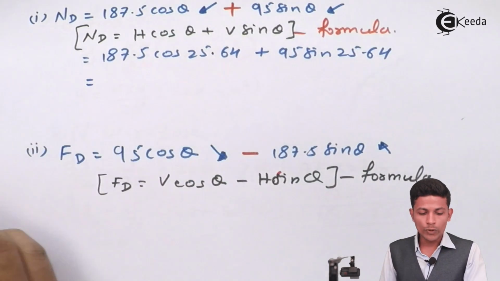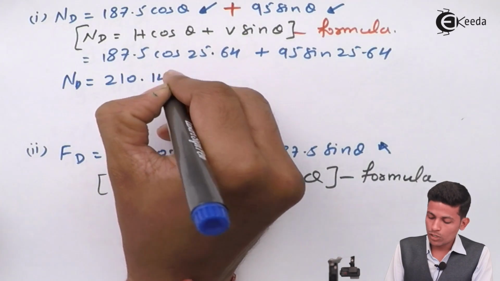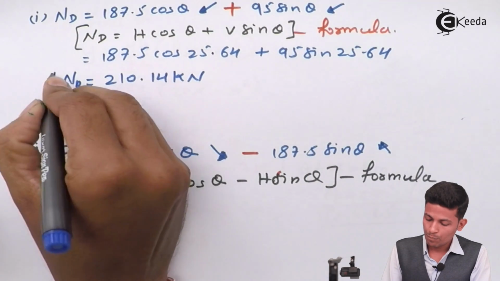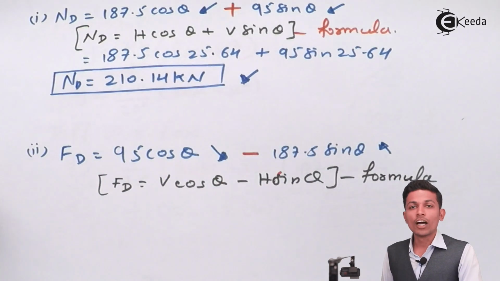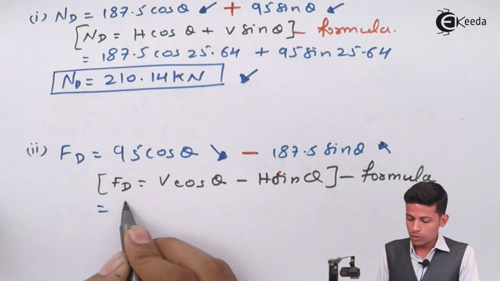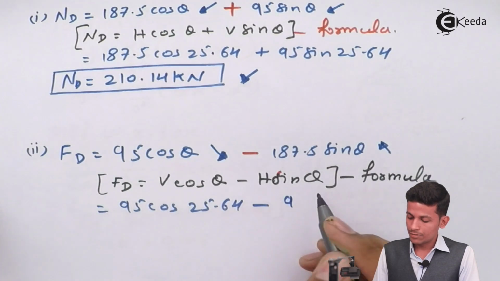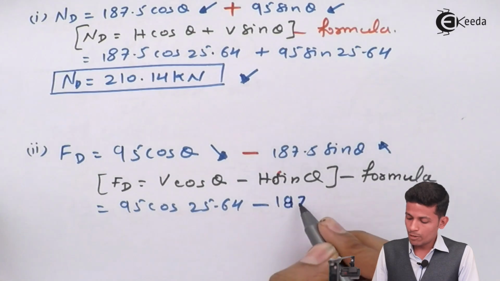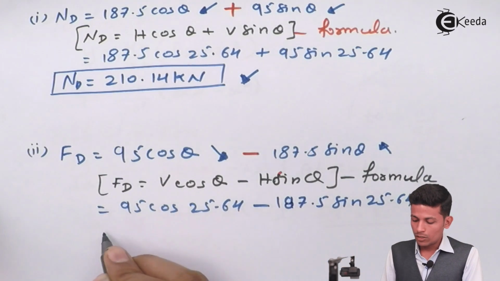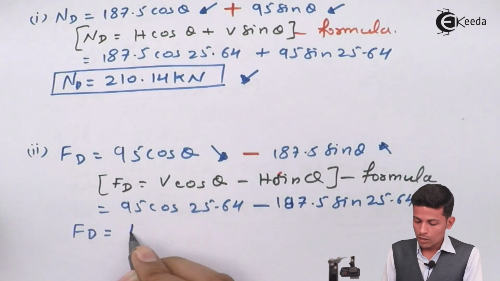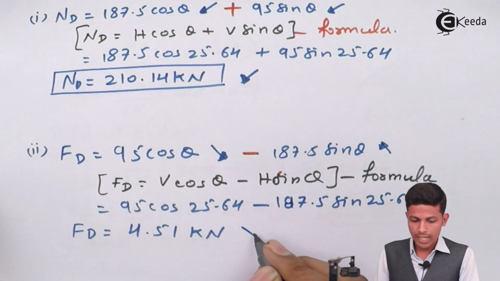While solving this, you get the value of ND as 210.14 kilonewton, in this direction meaning positive. After that, just put over here also 95 cos 25.64 minus 187.5 sine. So here we get the value of FD as 4.51 kilonewton in this direction.